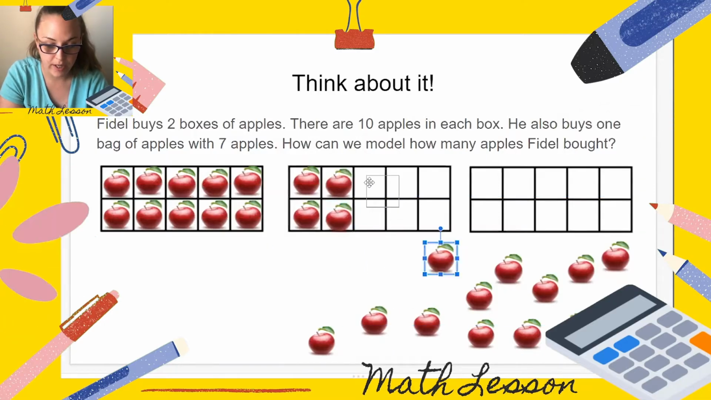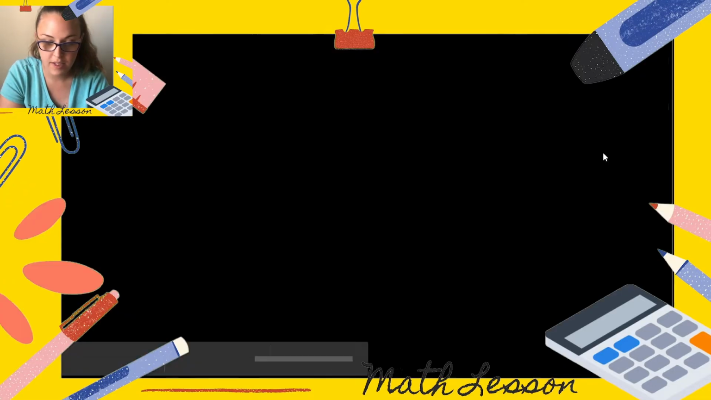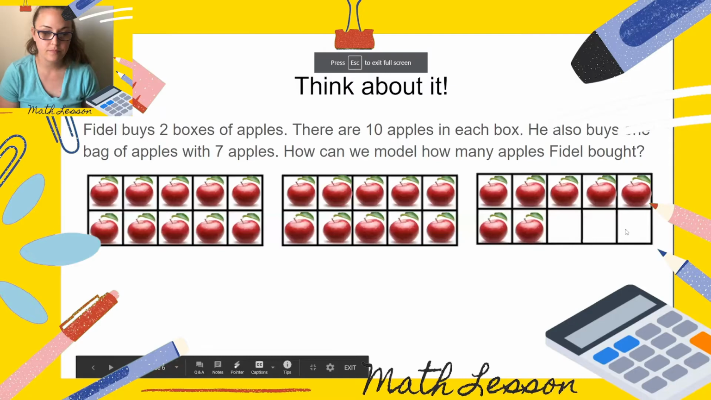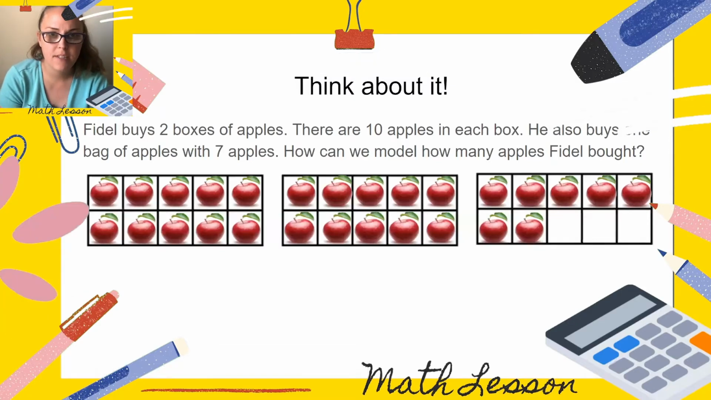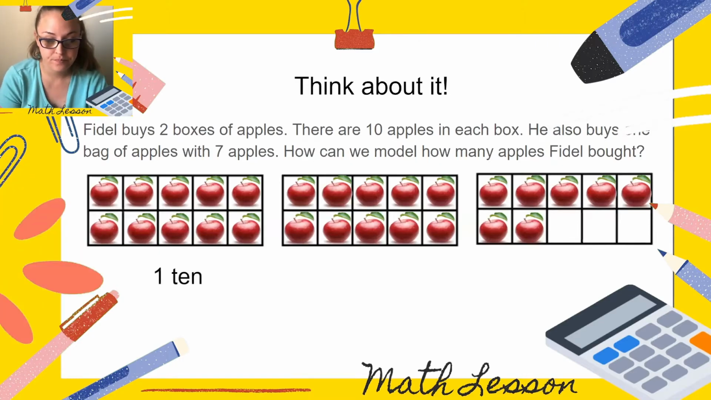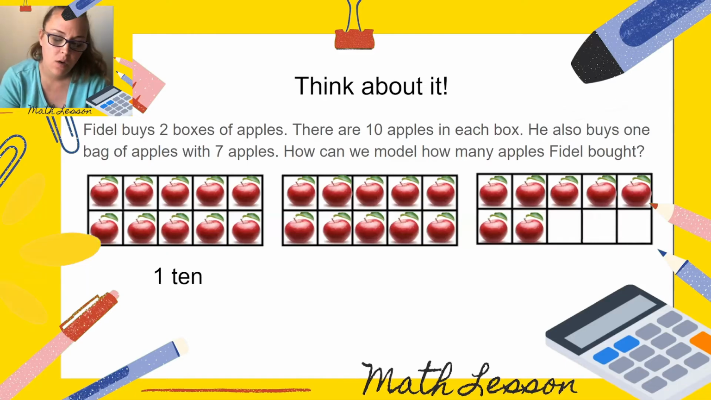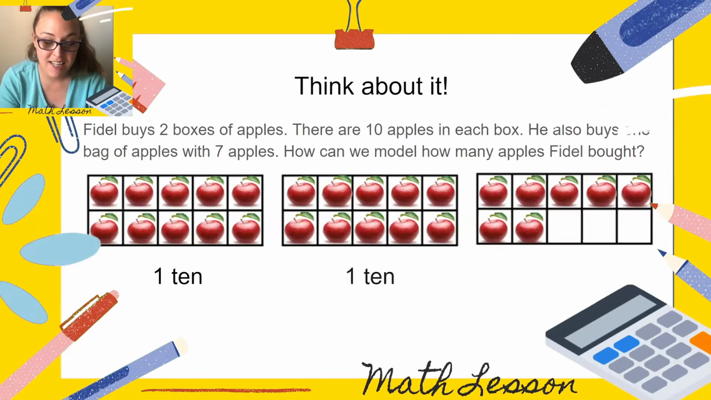And when we do that, when it's all finished, this is what we get. So how many apples is on the left 10 frame? We've already talked about it. We said that was 10 ones, and we know that 10 ones is equal to a 10. But now we have another full 10 frame, so that should be easy, right? One full 10 frame equals a 10.